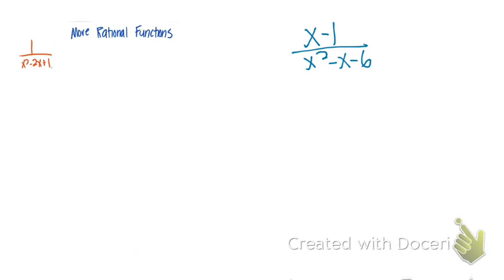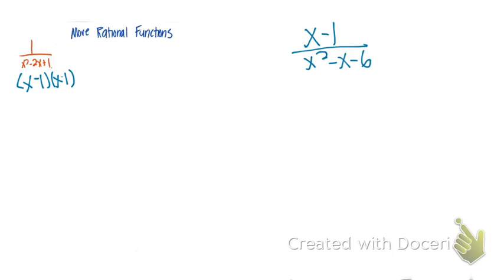Alright guys, today we're going to look at some more rational functions, and we're going to start off looking at some very similar to what we did the day before. So remember, first thing we want to do is, if we can, we need to factor. So I can factor the bottom of this. This factors into x minus 1 times x minus 1.